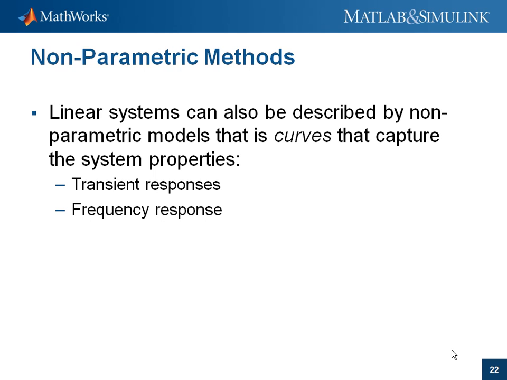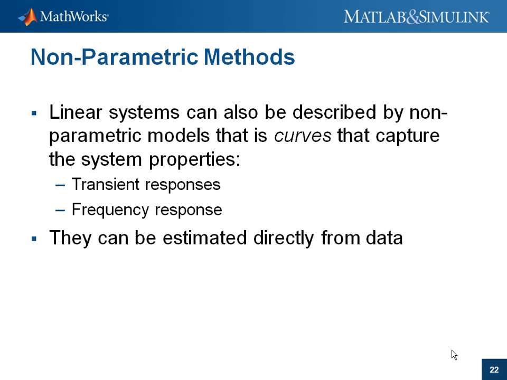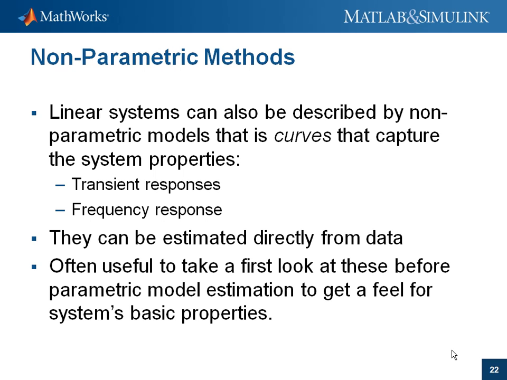So far we have discussed parametric estimation methods, that is, methods where parameters in certain models have been estimated. Let us now turn to methods that directly estimate curves that are relevant and sufficient to describe linear systems. They are methods to estimate transient and frequency responses. They can typically be directly estimated from data, and generally I recommend to initially take a quick look at these curves to get a feel for the system properties right away.